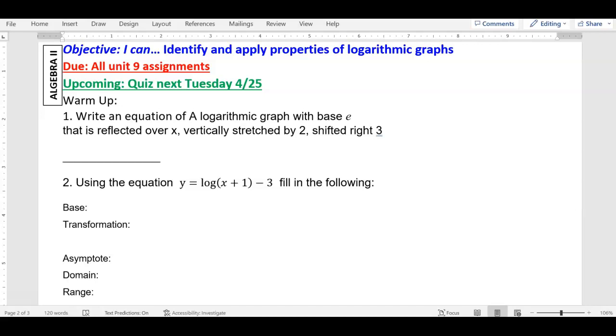Quiz next Tuesday. And you can make sure all your Unit 9 assignments are in. I did give you a grade sheet yesterday or today, okay, with an updated grade. Now, on our warm-up, this is like the notes from yesterday.